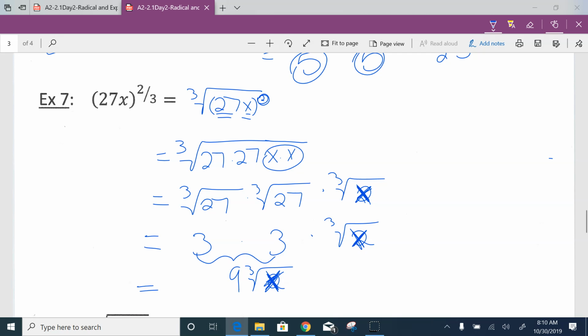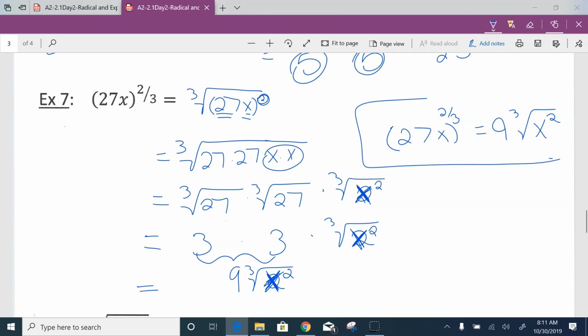There we go. That makes a lot more sense. And it was x squared. That was a really horrible example, guys. I apologize for that one. I'm not going to lie, that was bad. So to clean it up, we have 27x in parentheses to the 2/3 power equals 9 times the cube root of x squared, not 2 like I had originally, because that would make no sense.